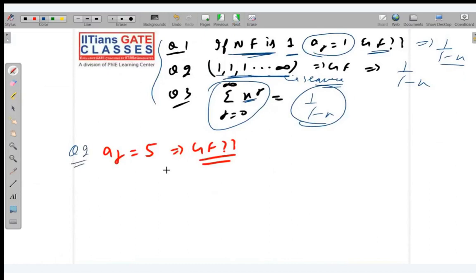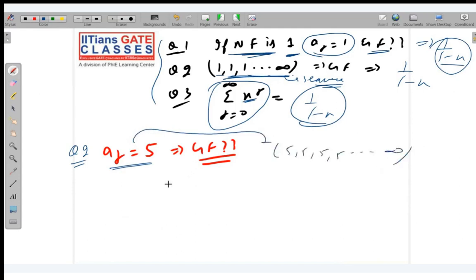Question number 2. So slowly we will build things. Our first question is over, and we have got that if the numeric function is 1, the generating function is 1 upon 1 minus x. Now please tell me, if the numeric function is 5, what will be the generating function? First of all, write the sequence: 5, 5, 5, 5 up to infinity. That means a0 is 5, a1 is 5, a2 is 5, a3 is 5, and so on. Like the sequence was 111, now the sequence will be 555.